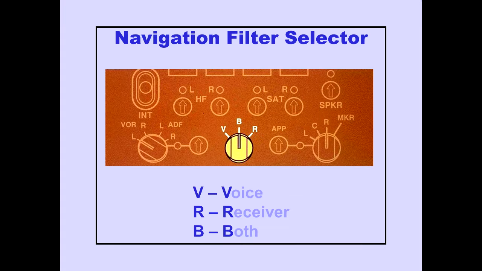A navigation filter selector allows monitoring. V, voice-only information. R, receiver identifier-only information. Or B, both voice and identifier information from the selected navigation receiver.